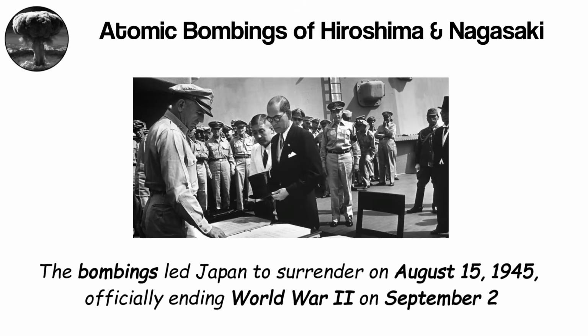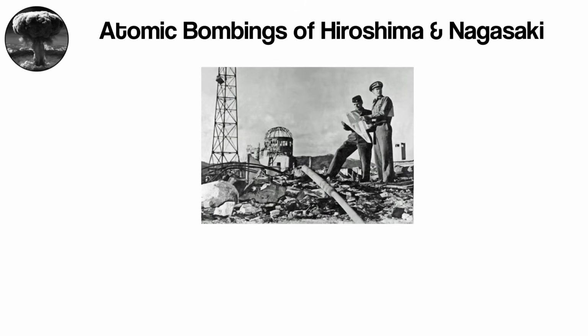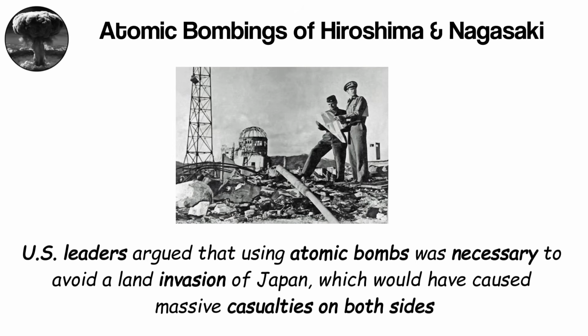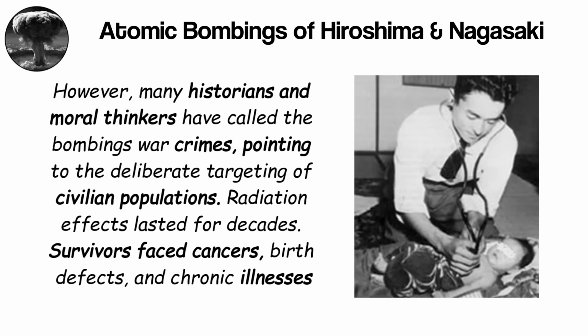The bombings led Japan to surrender on August 15, 1945, officially ending World War II on September 2nd. US leaders argued that using atomic bombs was necessary to avoid a land invasion of Japan, which would have caused massive casualties on both sides. However, many historians and moral thinkers have called the bombings war crimes, pointing to the deliberate targeting of civilian populations.